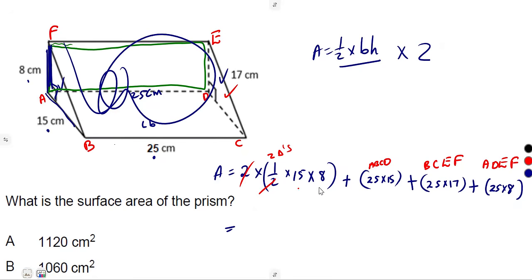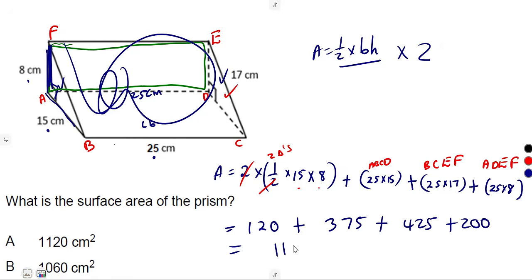All right. This cancels 15 and 8 was going to give us 120, plus 25 and 15, that's 375, 25 and 17, which is 425, 25 and 8, which was going to be 200. Then we add everything. That was going to give us 1,120. Area, square centimeters, all right?